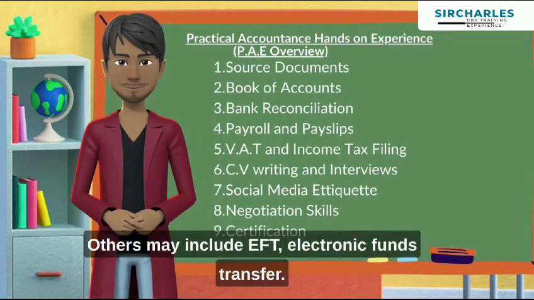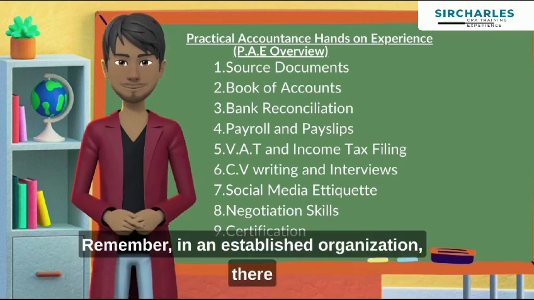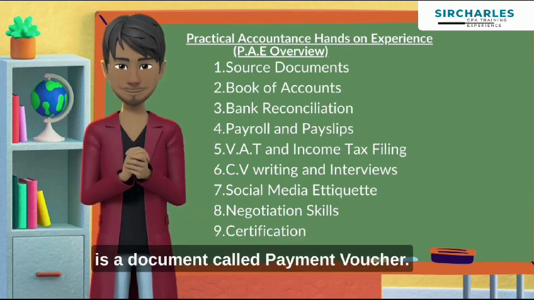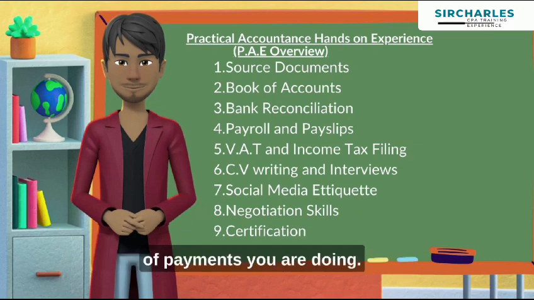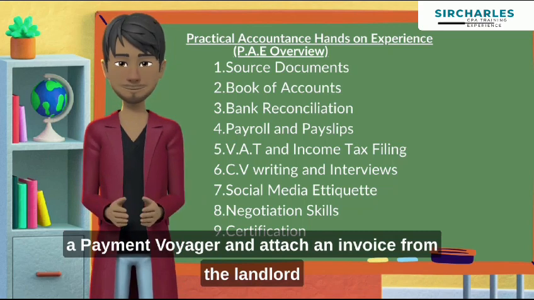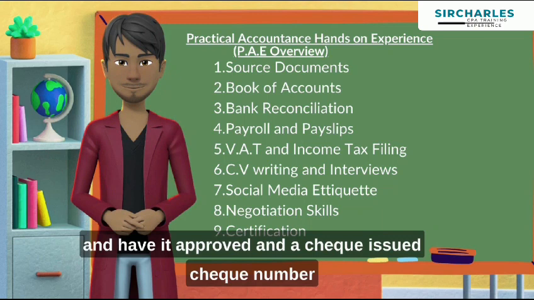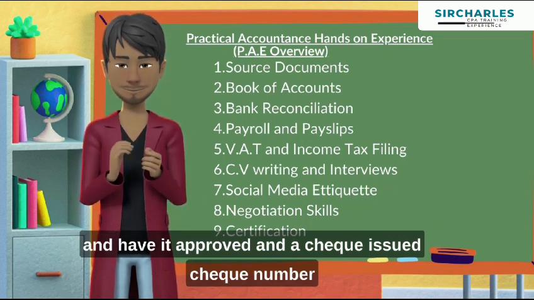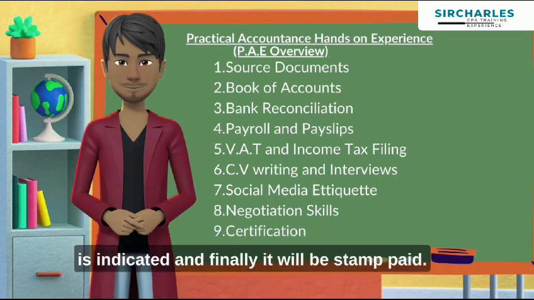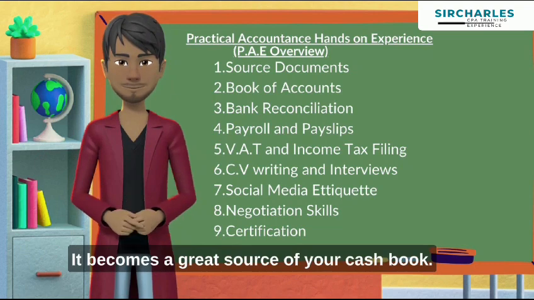Others may include EFT, electronic funds transfer. It may also include payment vouchers. Remember, in an established organization, there is a document called a payment voucher. The payment voucher will evidence the kind of payments you are doing. If you are paying, say, rent, you prepare a payment voucher and attach an invoice from the landlord and have it approved, and a check issued, the check number is indicated, and finally it will be stamped paid. It becomes a great source of your cash book.